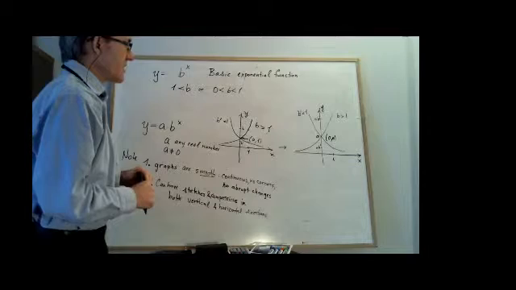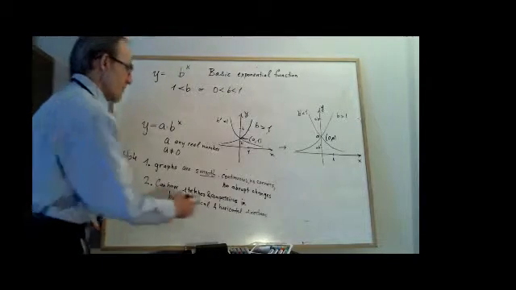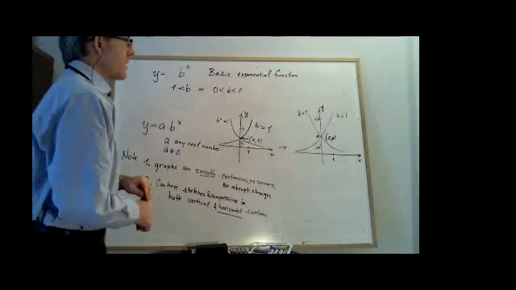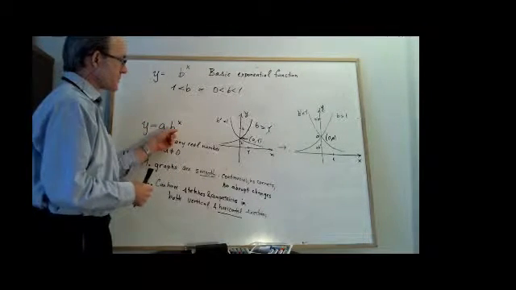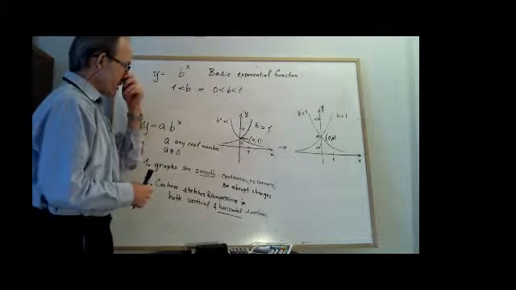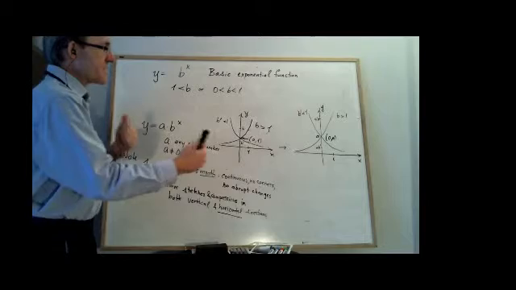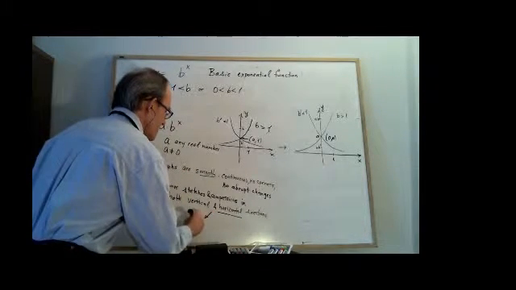However, we'll see that stretches or shrinks in the x direction, in the horizontal direction, are also sort of achievable by choosing a different b. So stretches or shrinks in the x direction actually correspond to choosing a different base.